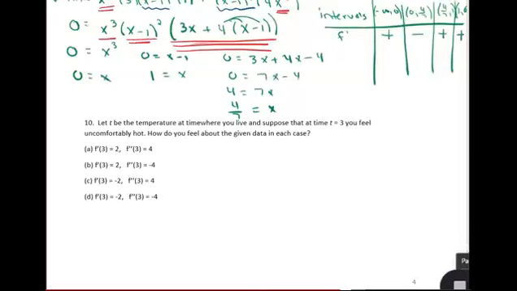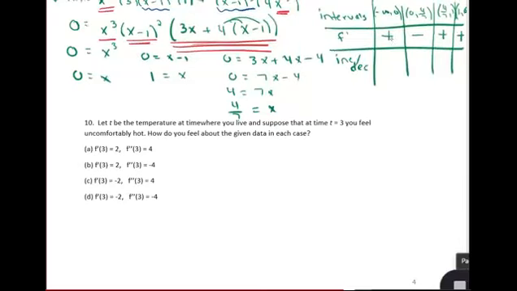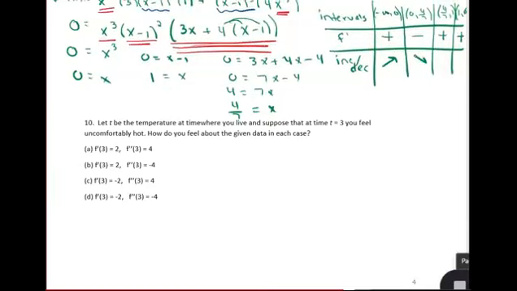So we have all of our signs of f prime. Now we can figure out where we are increasing and where we are decreasing. If it's positive, it's increasing; negative, it's decreasing; positive is increasing; positive is increasing. So right here at 0, we are going to have a local max. Right here at 4/7, we are going to have a local min.